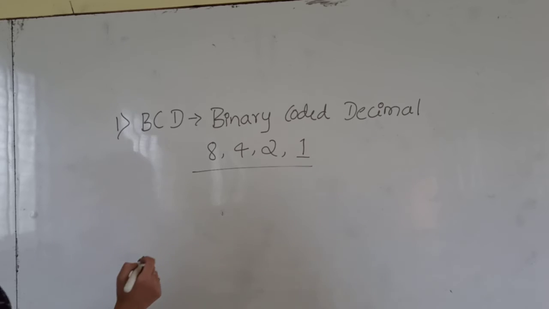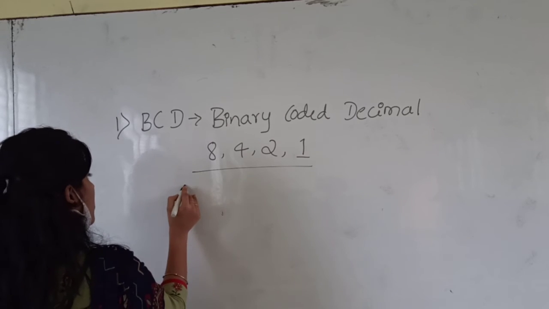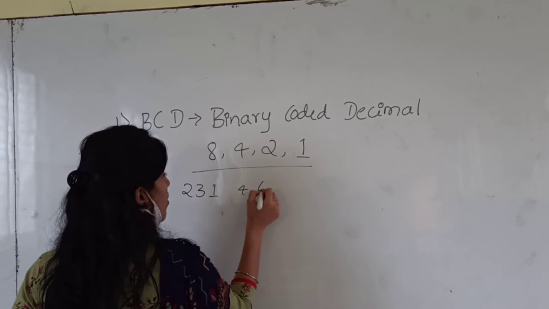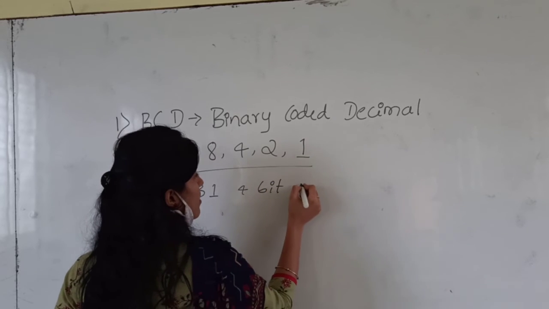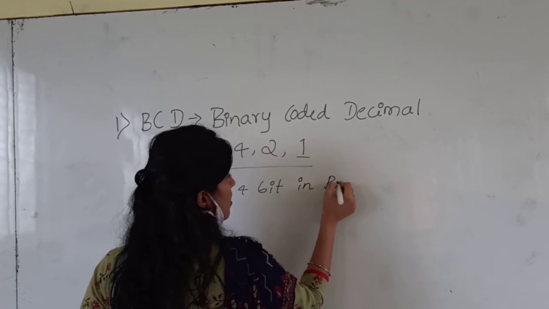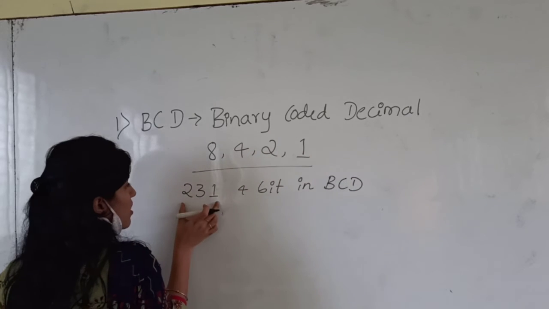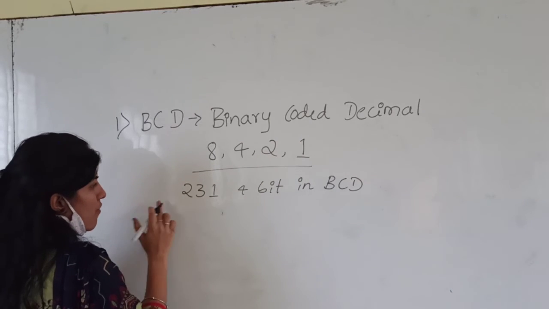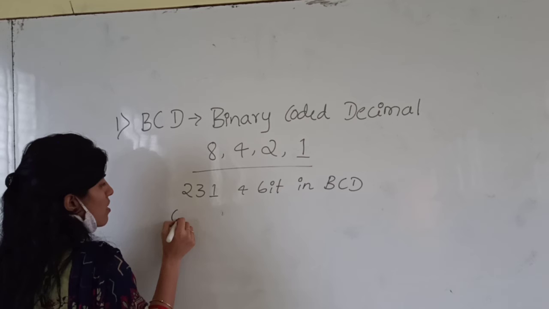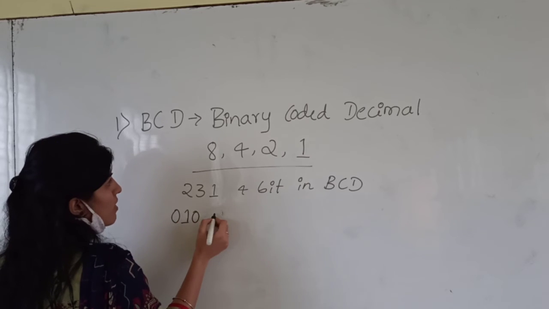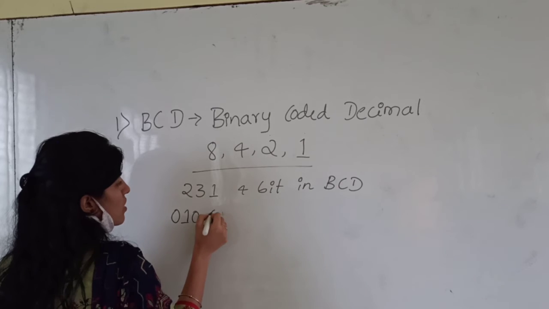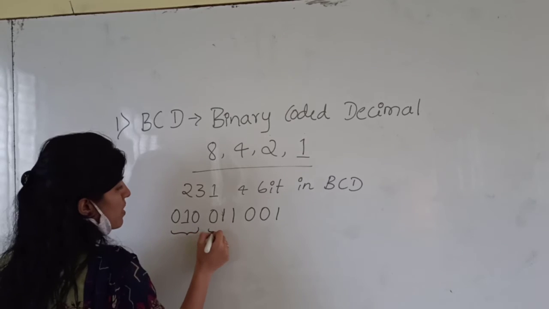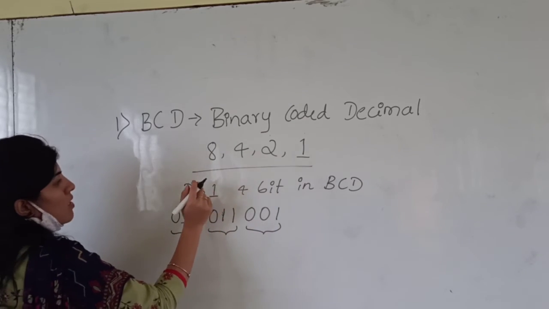Take a 4-digit decimal number, 2, 3, 1. In BCD, just write the binary equivalent of that number using the 8421 code from left to right. 2 means 0 1 0. 3, for 3 it is 2 and 1, means 0 1 1. For 1, it is 0 0 1. This is the BCD code for this decimal number.